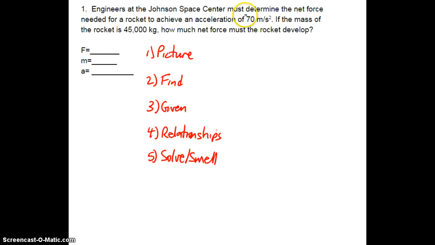Engineers at the Johnson Space Center must determine the net force for a rocket to achieve an acceleration of 70 meters per second squared, and the mass of the rocket is 45,000 kilograms. How much net force must the rocket engine develop? So here's my picture. I have my rocket here accelerating to the right, rocket fuel coming out the back.